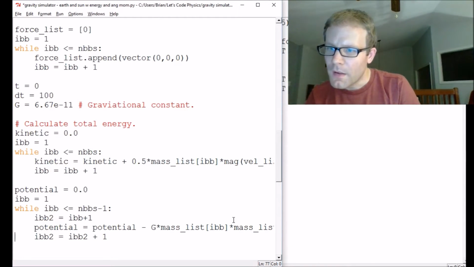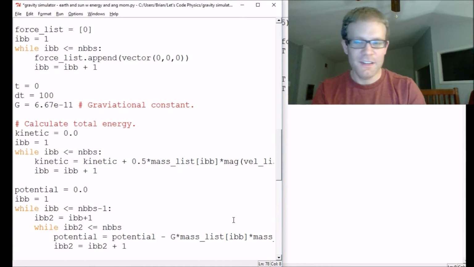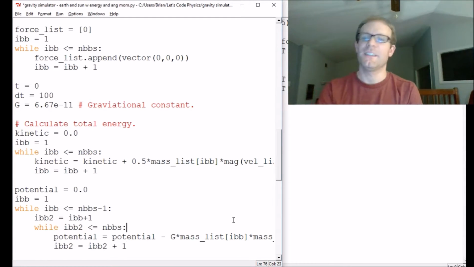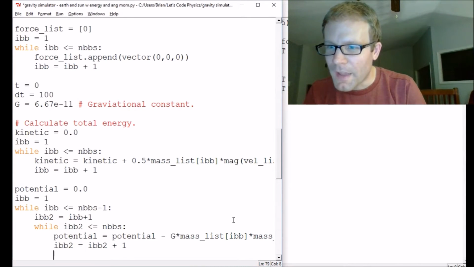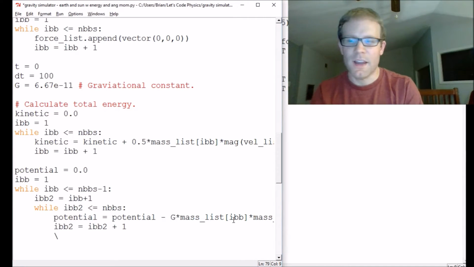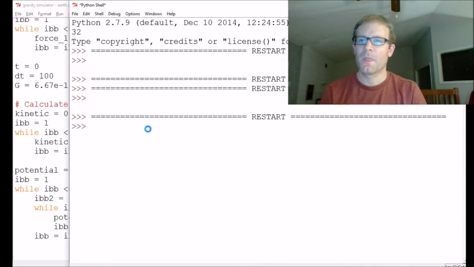Oops. Oh, I never actually set up a second while loop. While IBB2 is less than or equal to NBBS. Indent that, indent that. Oh, and I need a colon. That's why it didn't work. Okay. Oh, no, I forgot to put in the counter anyway. Okay, there we go. And then, of course, I need to increment IBB, the original one. So I have IBB2 being set to 1, then I have IBB2 keep on increasing, and I have IBB keep on increasing. Okay, let's try that again.